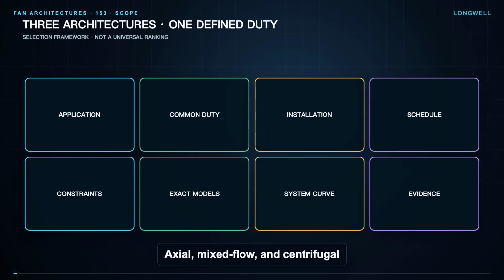Axial, mixed flow, and centrifugal fans are three different impeller architectures, but there is no universal winner. Start with the required duty point, installation, operating schedule, and constraints. This comparison is a selection framework, not a ranking of unmatched catalog maxima.